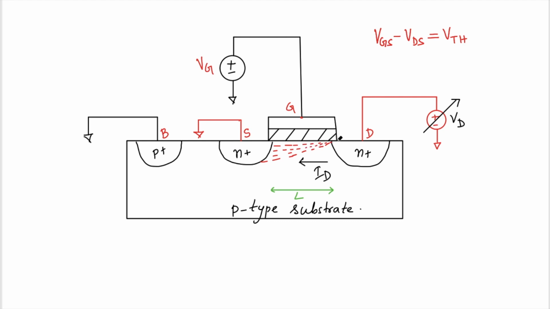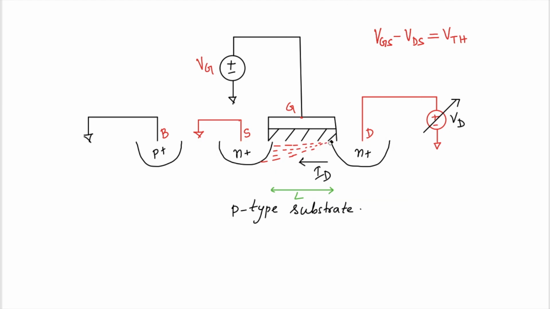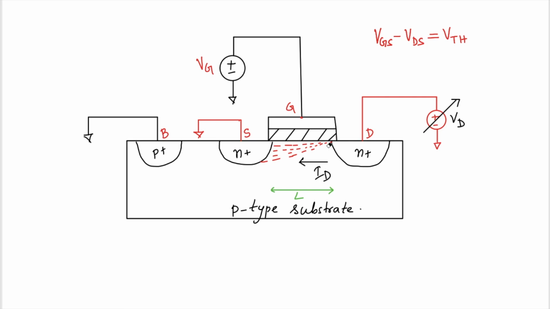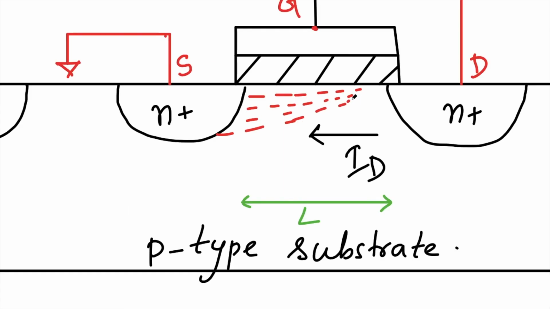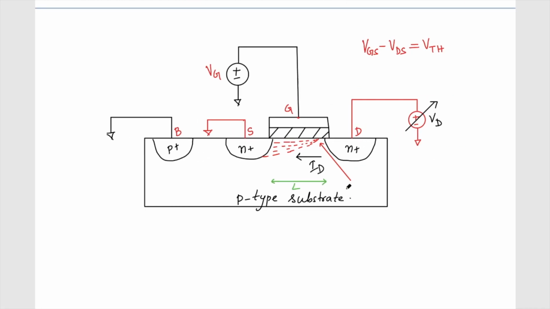It has just started forming the channel at this point. So basically the channel is no more here. And of course, as I keep increasing this VD, the channel is going to go inside, like this, and this region is called a pinch off region, because the channel has pinched off.